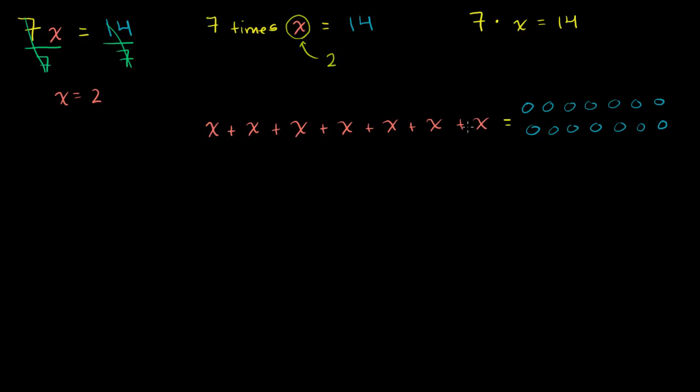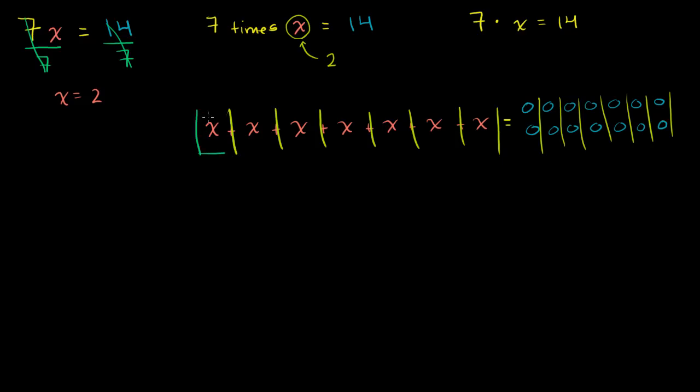So if I divide the left-hand side by 7, let me divide it into 7 groups. There are 7 x's here. So that's 1, 2, 3, 4, 5, 6, 7 groups. Now, if I divide that into 7 groups, I'll also want to divide the right-hand side into 7 groups. 1, 2, 3, 4, 5, 6, 7. So if this whole thing is equal to this whole thing, then each of these little chunks that we broke into, these 7 chunks, are going to be equivalent. So this chunk is equal to that chunk. This chunk is equal to this chunk.